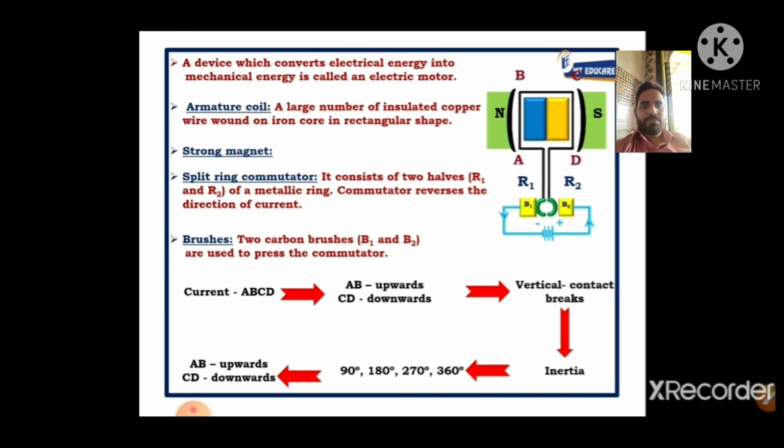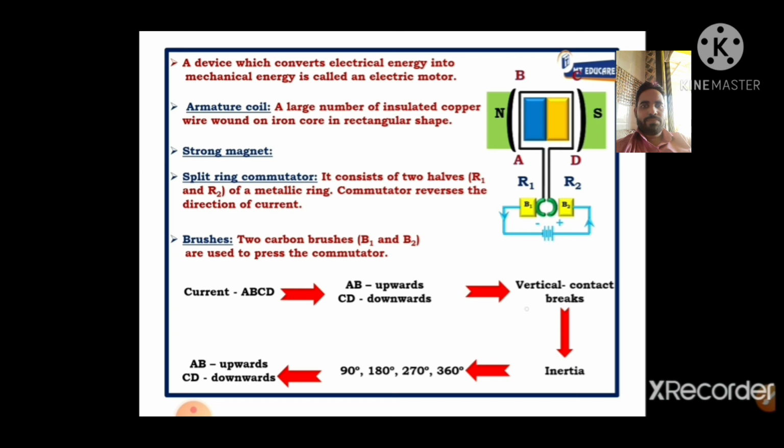Okay, so once again I will tell you, these are the construction part, this is a definition of electric motor. These are the construction part, that is armature coil, strong magnet, split ring commutator, brushes, and then this is the working part which is given in the flow chart. Remember this flow chart, you can frame your sentence in your own words. So first the current is flowing from A, B, C, D, and when the current is flowing from A, B, C, D, AB will go upward and CD will go downward.